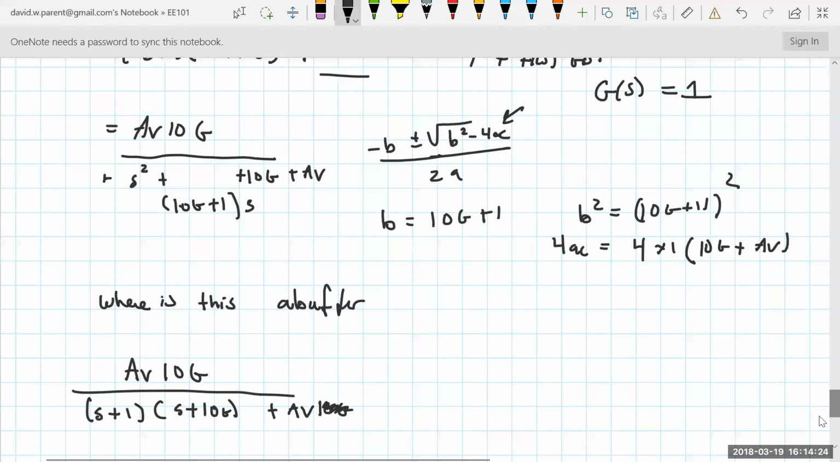So in order for this to act like a buffer, one way to look at it is AV just has to be bigger than the magnitude of that. And that's really all you've got to say in the homework. When that occurs, it'll act like a buffer. That's all.